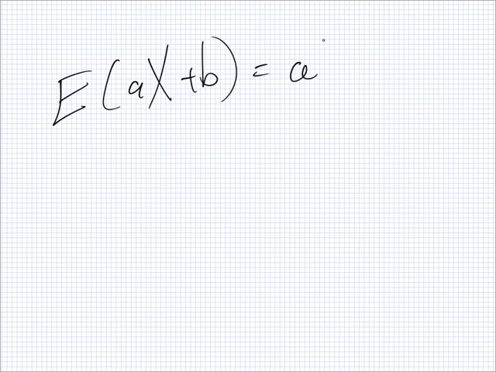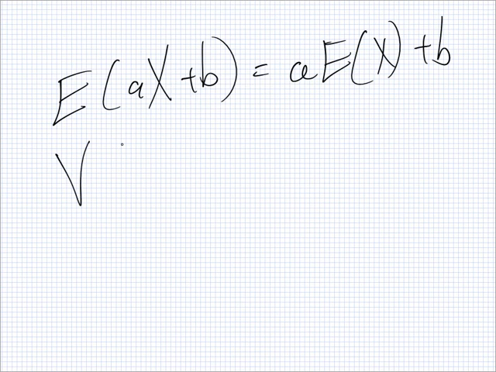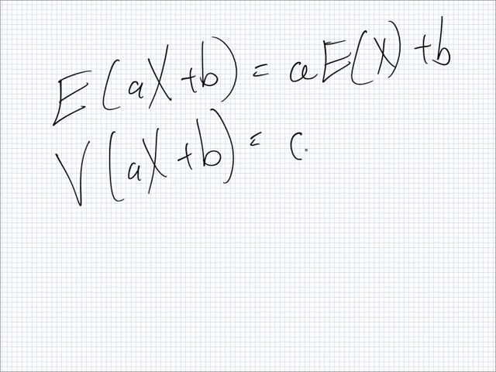Just to be very, very clear, the expected value of ax plus b is equal to a times the expected value of x plus b, and the variance of ax plus b is equal to, and it's not actually the same, a squared times the variance of x. And no b. It doesn't actually affect the answer if you have a b or not.